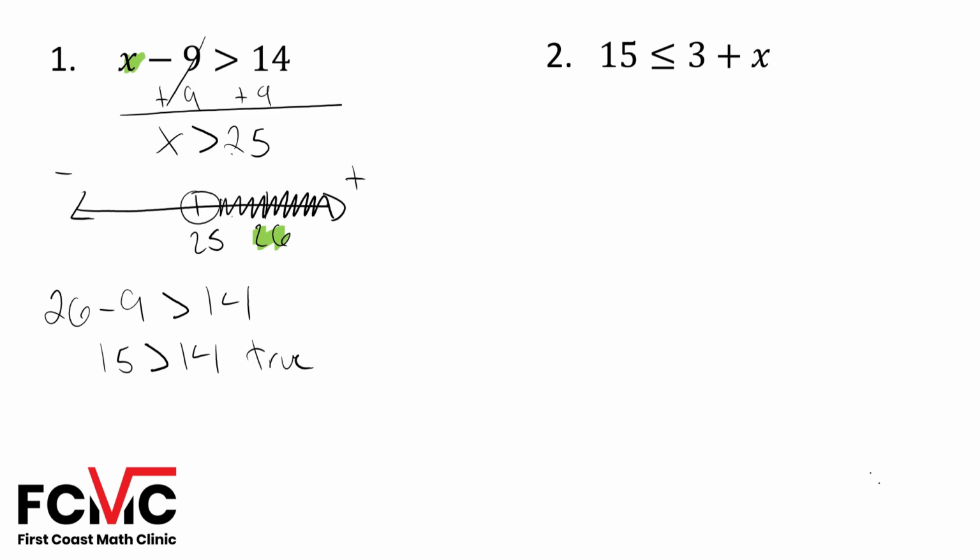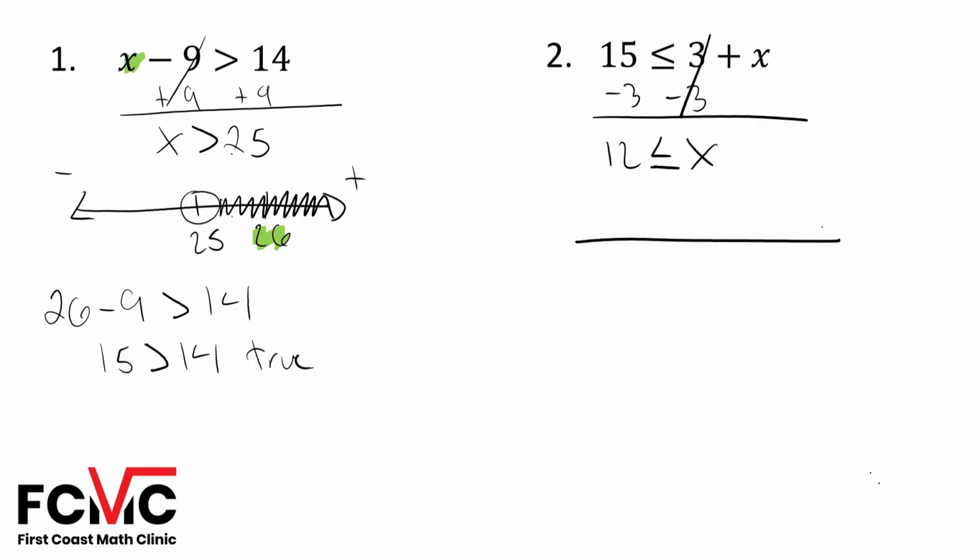Number 2, 15 is less than or equal to 3 plus x. Let's subtract 3 and 3 from both sides. I get 12 is less than or equal to x as my solution. So now let's graph this out. We'll get 12, closed circle, larger values to the right, smaller values to the left. So 12 is less than or equal to x.